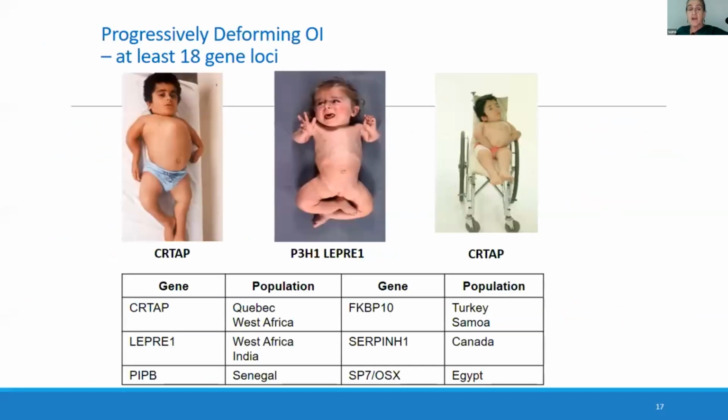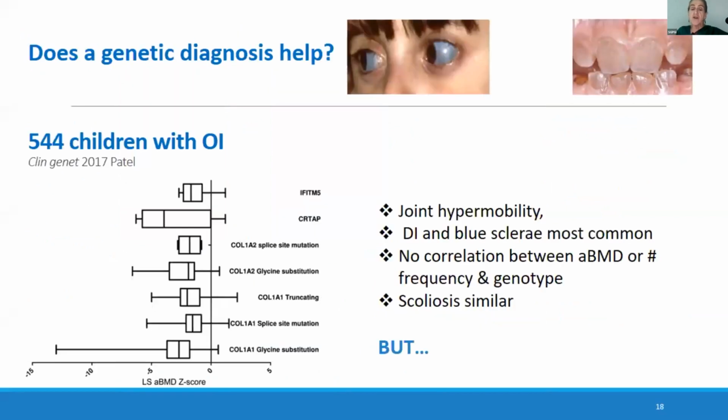There are lots of gene loci for progressively deforming OI. They differ in different populations, as you can see. So the question is, does a genetic diagnosis help? And I think that it really increasingly is absolutely essential where it's possible for you to undertake it. It's really easy if you can see blue sclerae and dentinogenesis imperfecta, but that's only a relatively small number of the population.